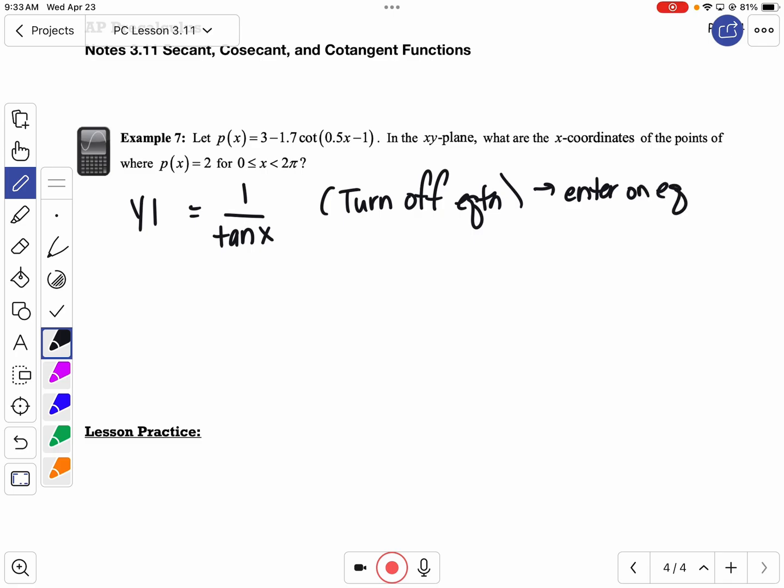So basically what that's doing is it's storing something in my calculator, but I'm not going to see it on a graph, okay? So it stores it where I can't see it. And the reason we choose that is because cotangent is 1 over tangent.